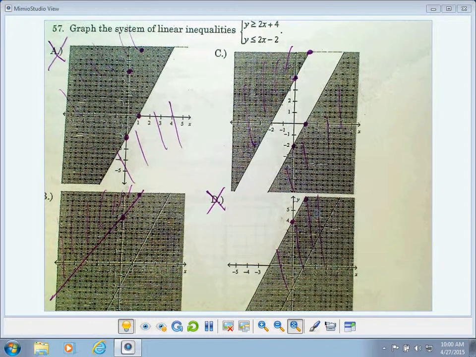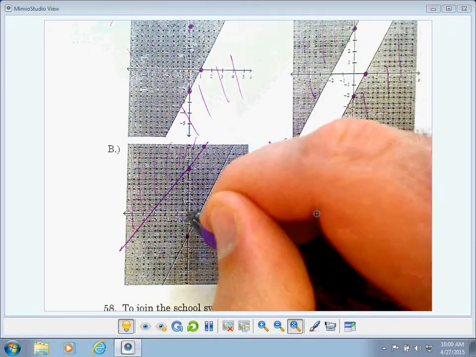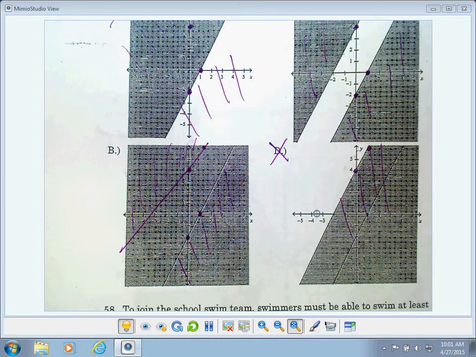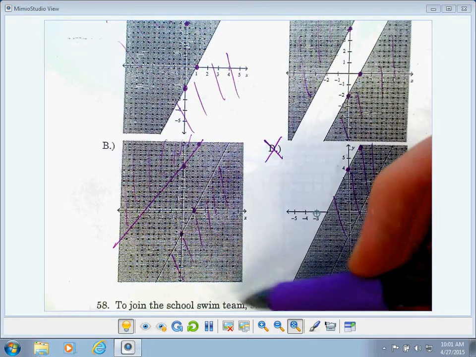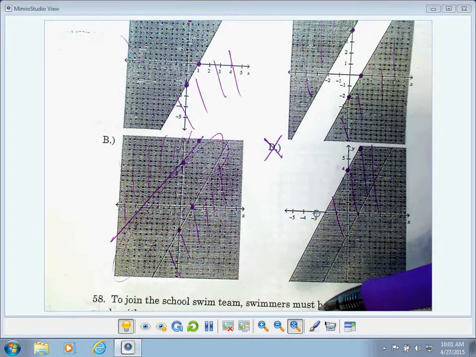And for B, up 2 and then over 1, and this shading should be down. Okay, well then the question is how do you figure that, right? If this one was shaded up and this one was shaded down, why is this area here even shaded at all? So it's not right. It's got to be C.